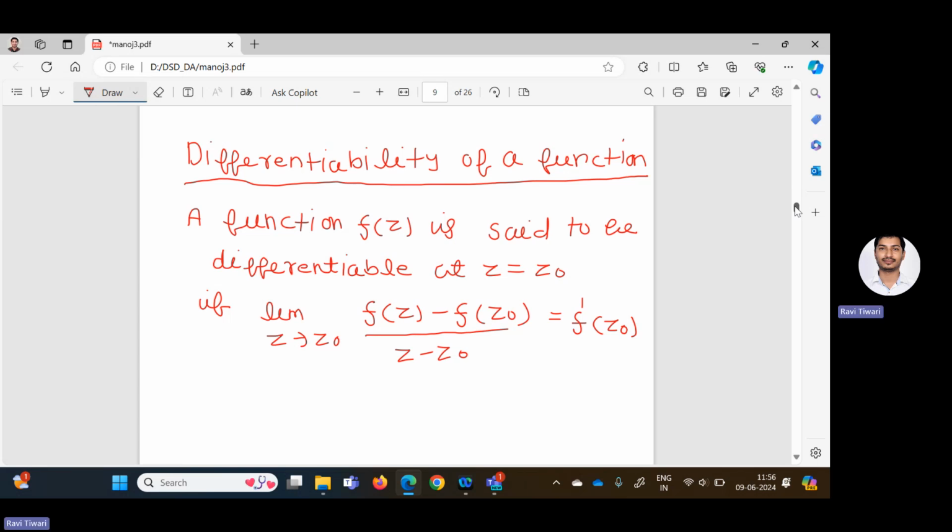A function f(z) is said to be differentiable. I am discussing a complex number, because real variable differentiable function you are aware already. Real function and complex function, I just want to tell you the most important property.